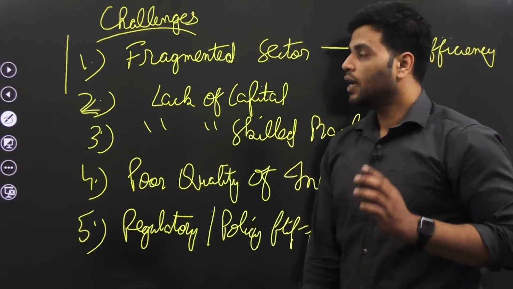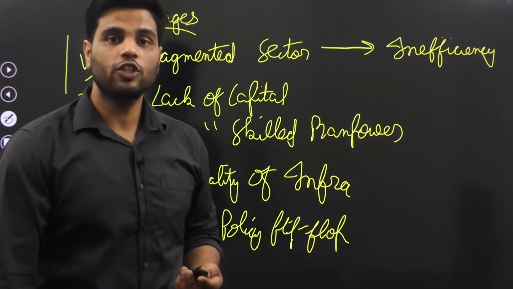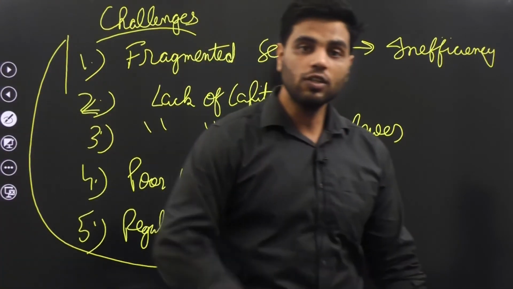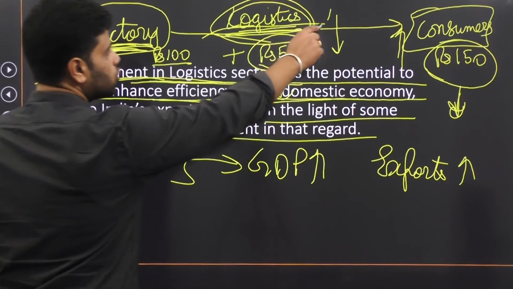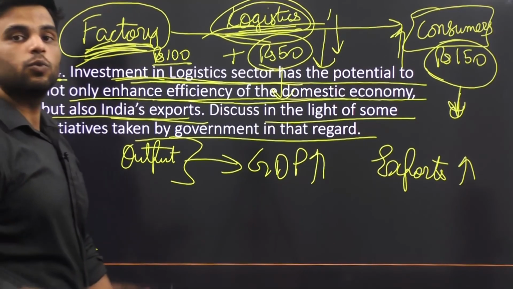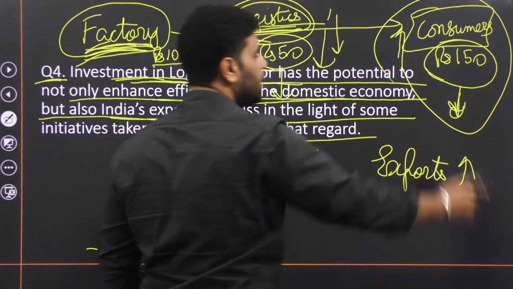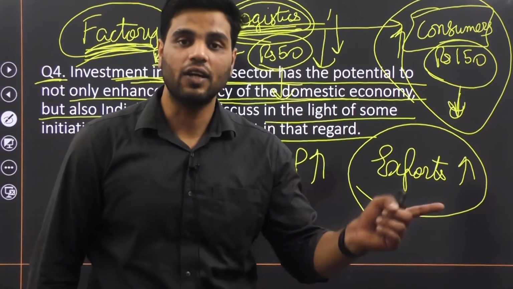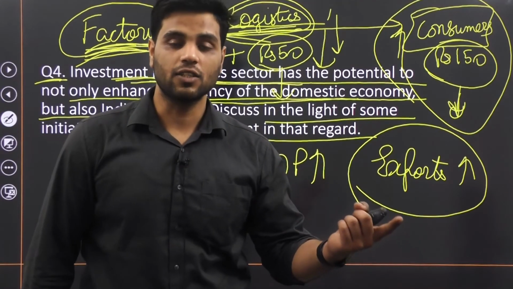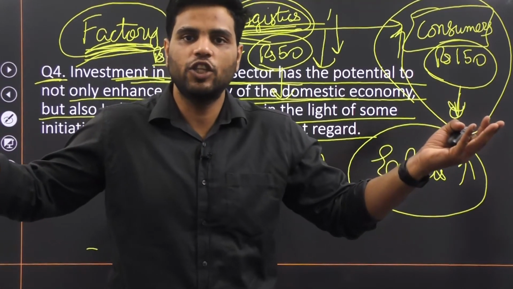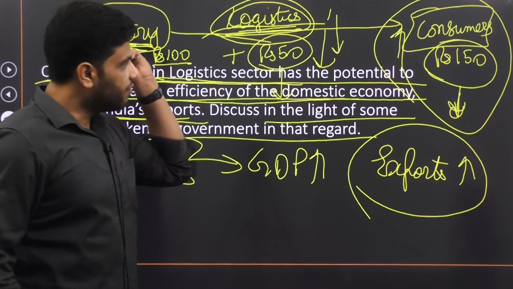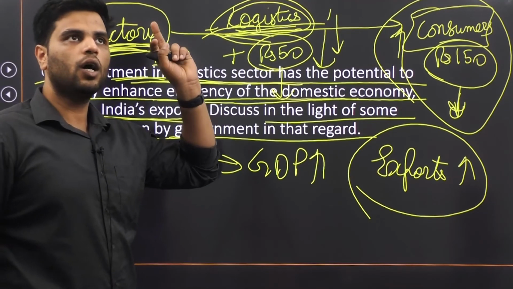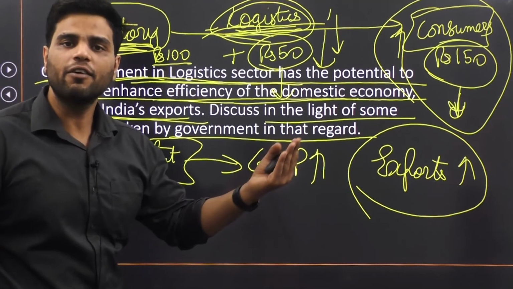Now, India needs to invest more in the logistics sector so that India solves these problems. And if India solves these problems, then the cost of logistics services would come down. This would not only benefit the domestic economy, it would also benefit India's exports. And when India's exports increase and consumption demand increases, then India's GDP would rise. Maybe investing way more in the logistics sector would actually facilitate India's aim of becoming a $5 trillion economy.